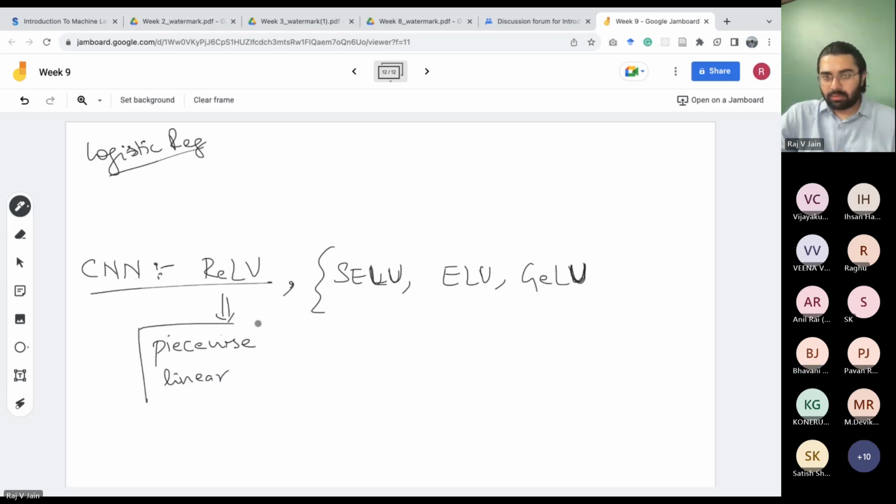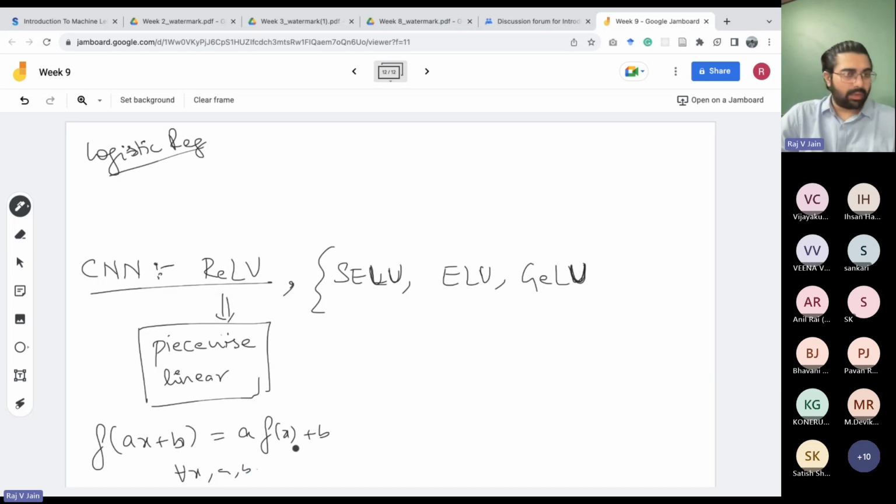They are called piecewise linear functions, which are not linear at the end of the day, because again we discussed this also. Linear function means they have to satisfy this condition for all x, a, b. ReLU will not satisfy for some cases, and therefore it's not linear as such. It's a piecewise linear function.